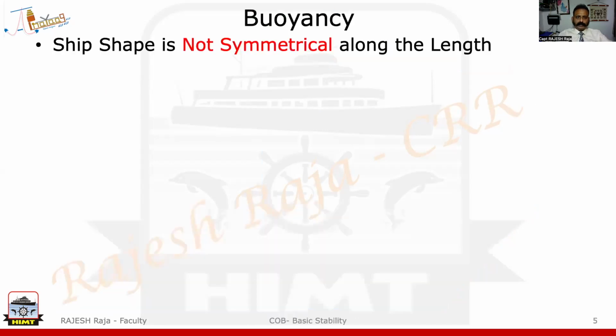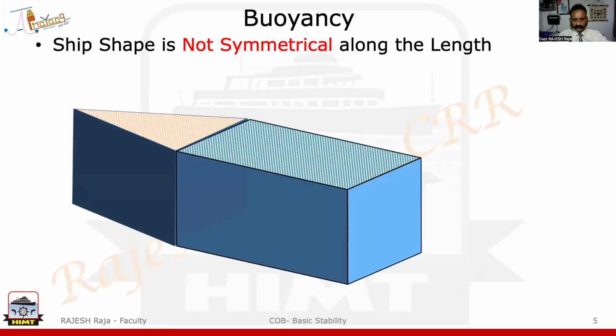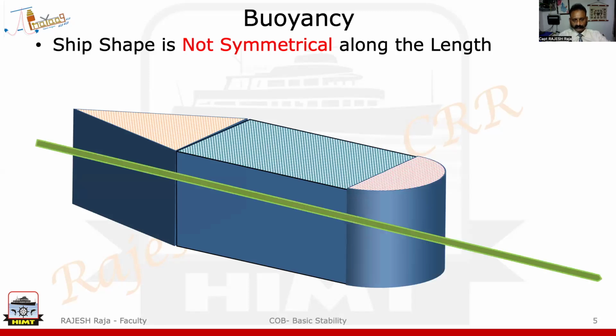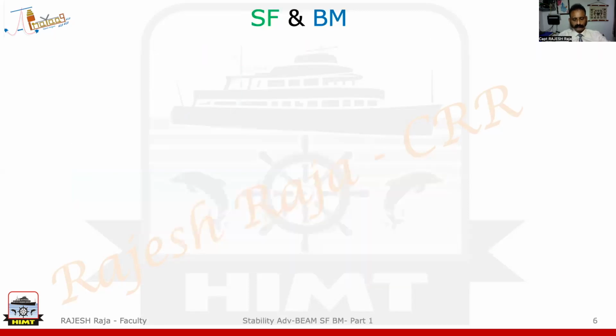Your ship shape is not symmetrical. We all know it is not the same when we go along the length, right from, let us say, forward to aft. So I can just show you an approximate three-dimensional diagram of a vessel. This will approximately look like this, and you will have a draft and underwater volume, and the center of buoyancy might act from here, but please remember the underwater volume distribution along the length is not the same. So that means there will be uneven distribution of your underwater volume.